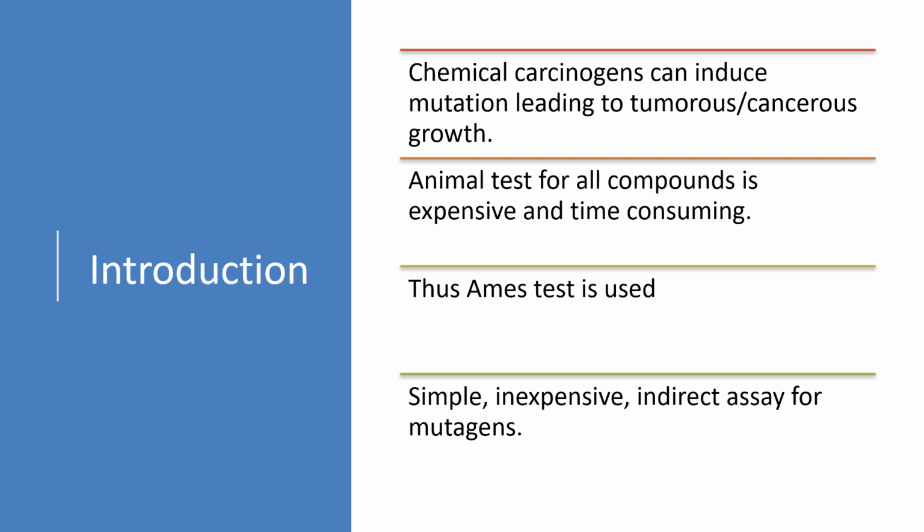The benefit of using Ames test is that it is a really simple process, it is inexpensive, and it is an indirect assay for testing of mutagens. Consider this is a molecule which needs to be tested for its mutagenic or carcinogenic activity. And after testing, you come to know that this compound is not mutagenic. In most conditions, you will go ahead and use this compound in different applications since you are assuming that the compound is not mutagenic.